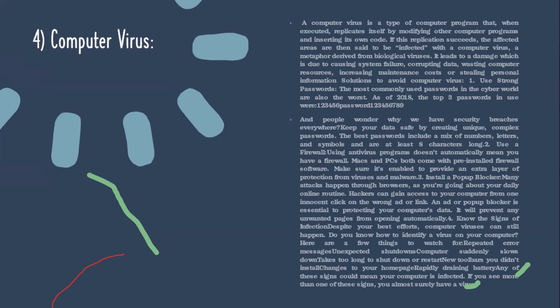As of 2018, the top three passwords in use were 123456, password, and 12345678, and people wonder why we have security breaches everywhere. Keep your data safe by creating unique, complex passwords. The best passwords include a mix of numbers, letters and symbols and are at least 8 characters long. Second, use a firewall.